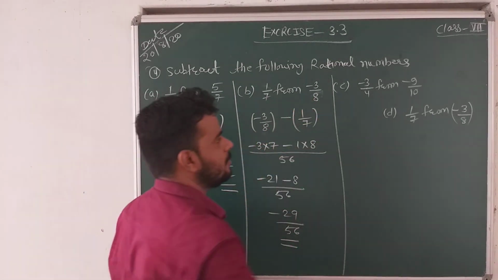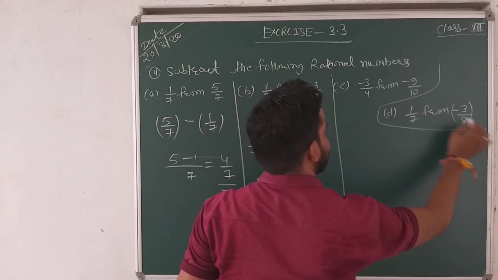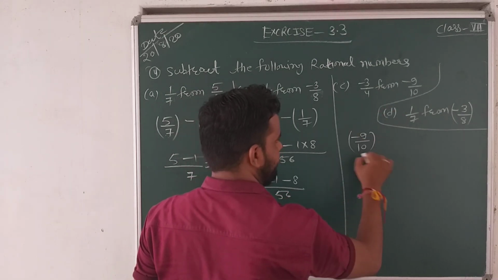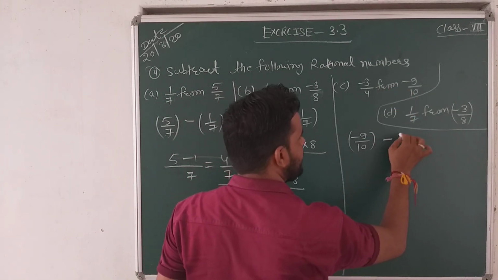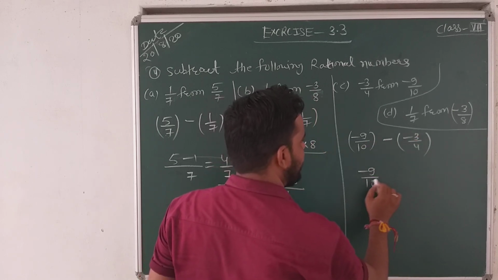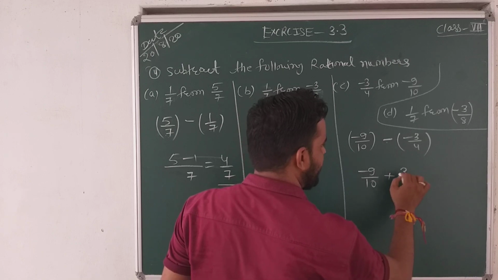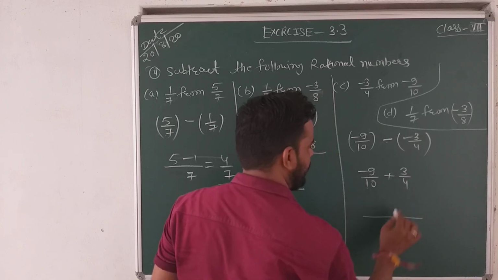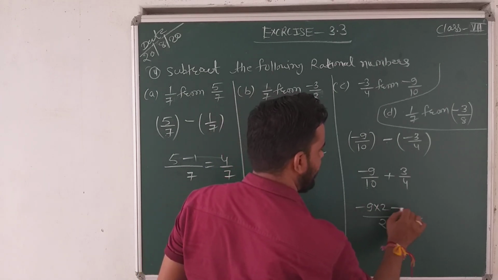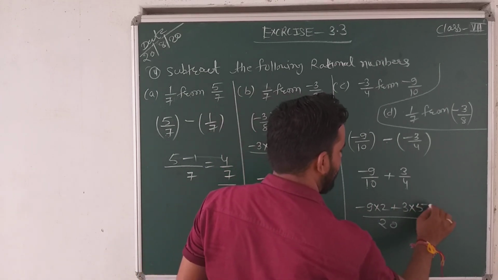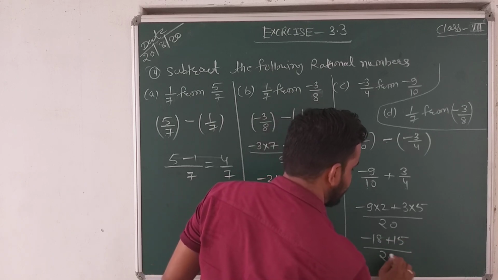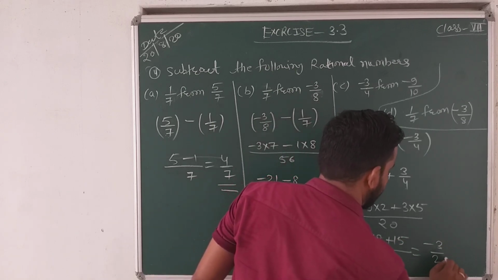Okay, so like this also, the third one: negative 9 by 10 first, from means minus negative 3 by 4. Okay, so negative 9 by 10, minus negative becomes positive 3 by 4, and the LCM of 10 and 4 is 20. Here we have to make 20, multiply by 2, and here we have to make 20, multiply by 5. Okay, so 9 twos are 18 and 5 threes are 15 by 20. So the result is negative 3 by 20.